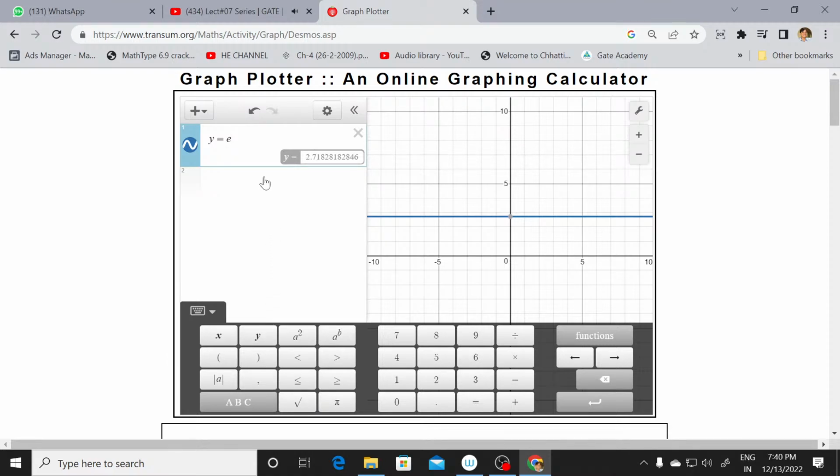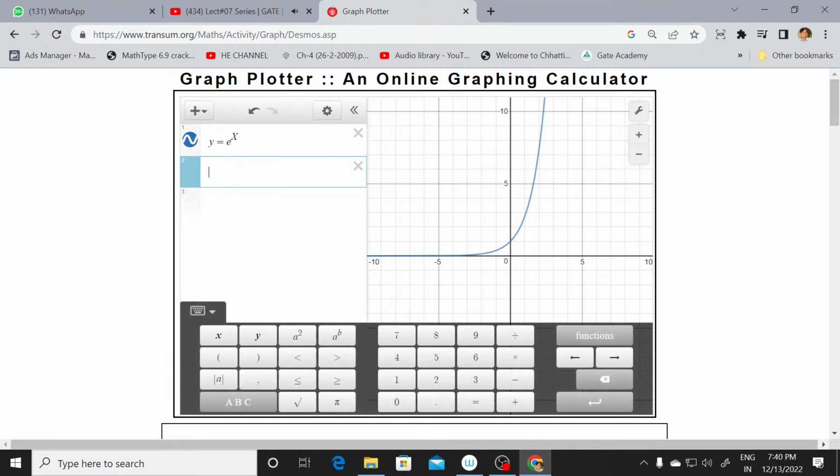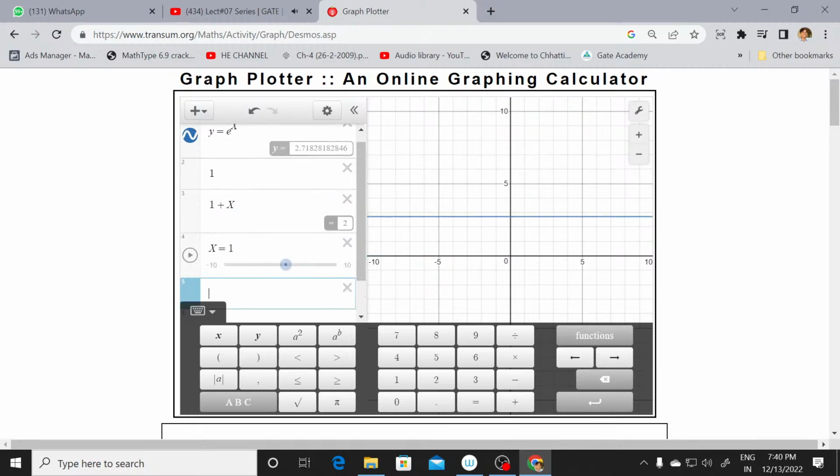Yeah, e to the power of x. So here comes e to the power of x. This has been the curve now. In the next step, I had just approximated e to the power of x with its constant polynomial, and that has been 1. Then I had taken the linear polynomial, and that has been 1 plus x.